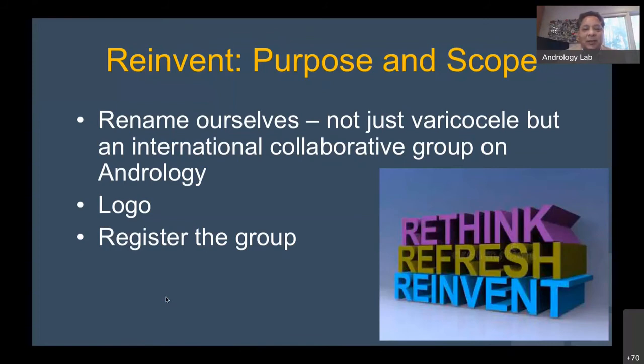So if you look at the picture below: rethink, refresh, reinvent. Why do we need to reinvent? I think one must ask, we are doing so well with what we started with. What is the need? And actually, people will ask why we are here together. And I think the common purpose of why we are here together is really to do something special.